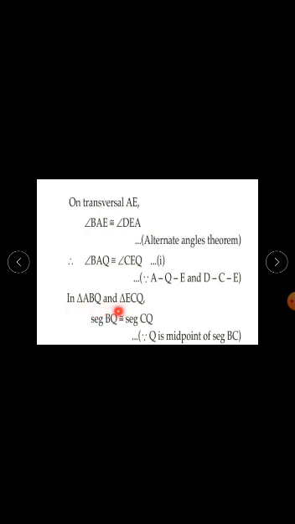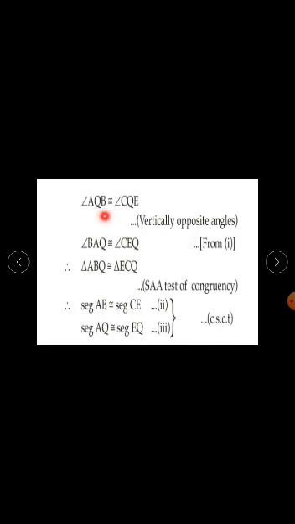So in triangle ABQ and triangle ECQ, segment BQ is congruent to segment CQ because Q is the midpoint of segment BC. Angle AQB is congruent to angle CQE. Reason is vertically opposite angles. Angle BAQ is congruent to angle CEQ. Reason is from equation 1. Therefore, triangle ABQ is congruent to triangle ECQ by SAA test of congruency. And when two triangles are congruent, their corresponding sides are congruent by CSCT. Therefore, segment AB is congruent to segment CE and segment AQ is congruent to segment EQ by CSCT. This is your equation 2 and this is your equation 3.